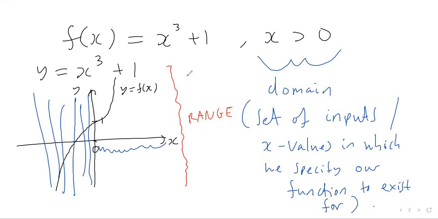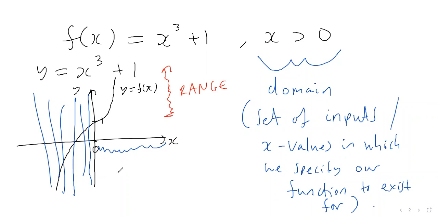So what is the range of this function? The range of this function in this case is going to be this instead. It's going to be from 1 all the way up to infinity. So this is our range given this domain. If the domain is x is bigger than 0, our range goes from 1 up to infinity.